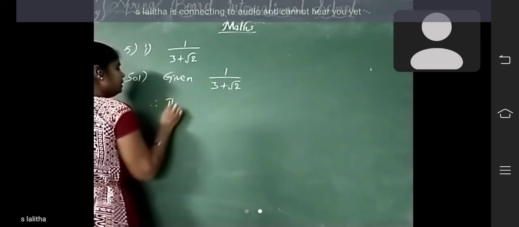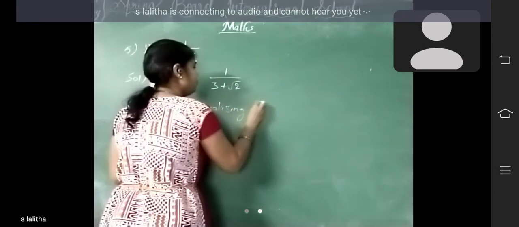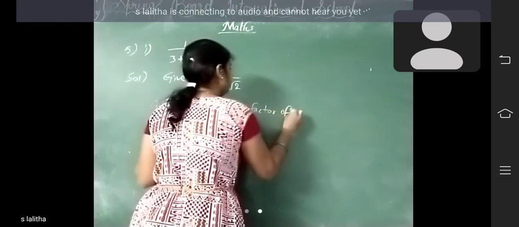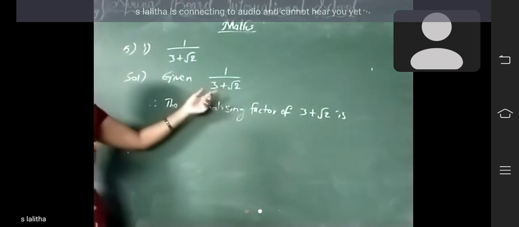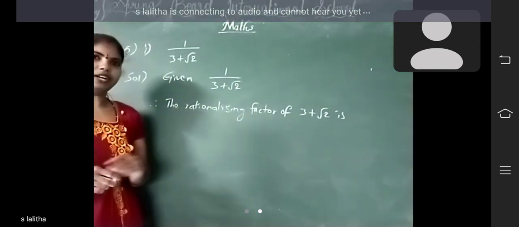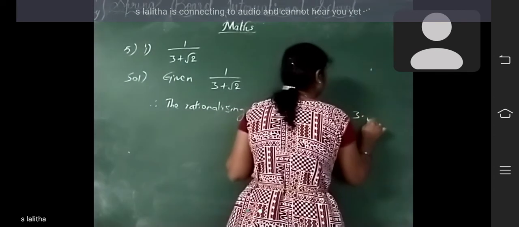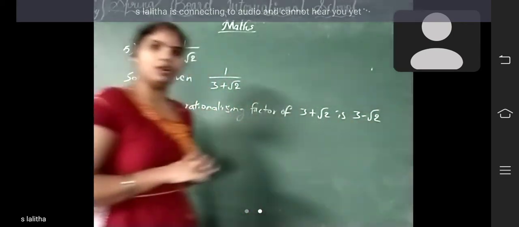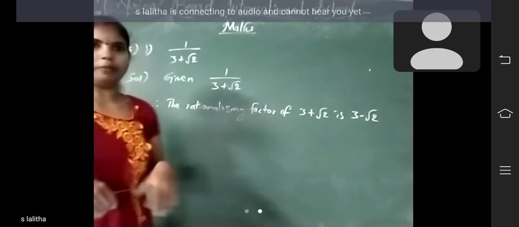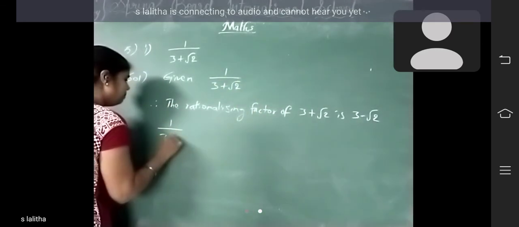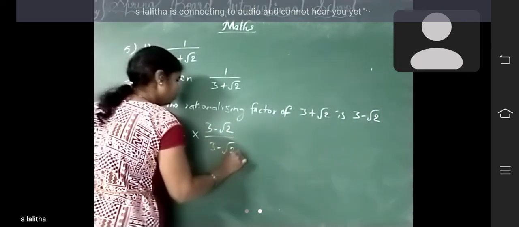So therefore, the rationalizing factor of 3 plus root 2 is, what is the rationalizing factor of 3 plus root 2, children? Already I told. Here plus is there, so what should you write? Minus. That means 3 minus root 2. Now you should multiply with 3 minus root 2 for numerator and denominator. So 1 by 3 plus root 2 into 3 minus root 2 by 3 minus root 2.